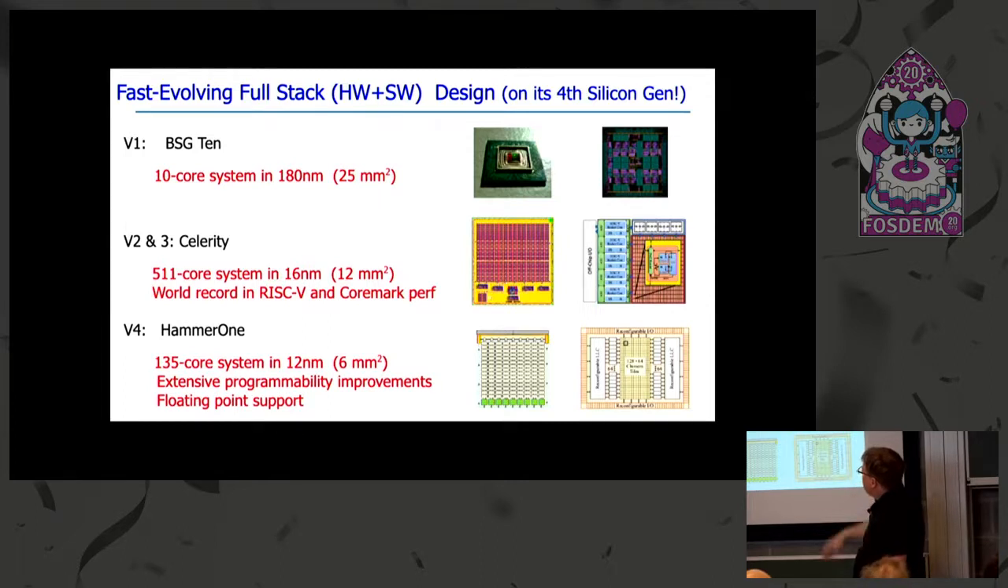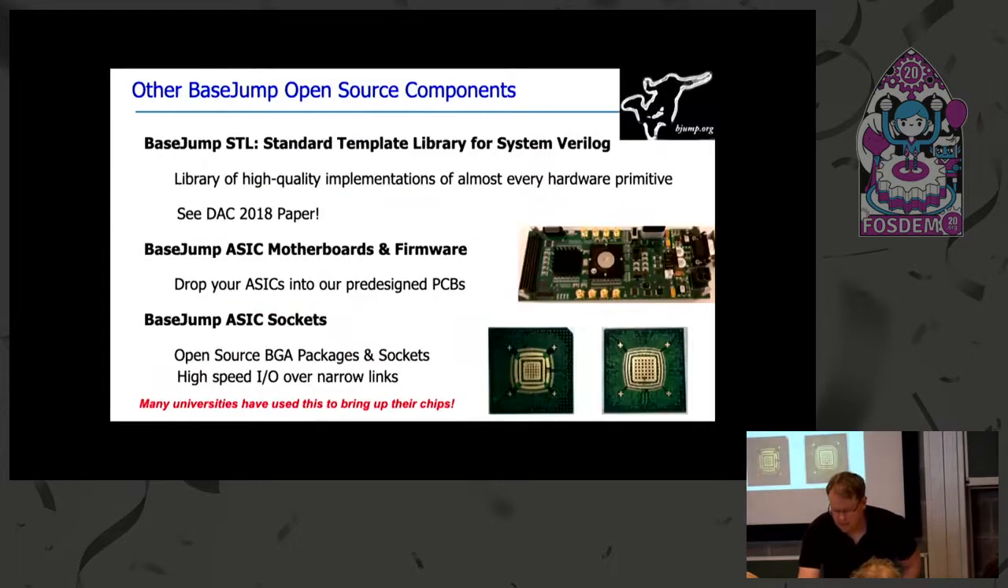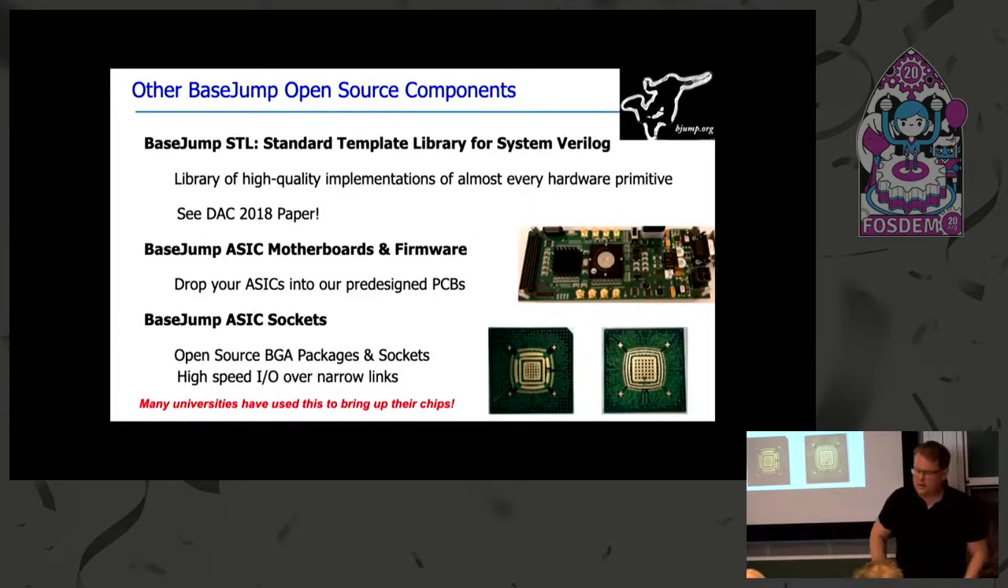We started out in 180 nanometer, and then we did two chips in 16 nanometer that had 511 RISC-V cores. So it broke the world record for RISC-V performance. Actually, probably still holds it. And also for CoreMark for any ISA. And the latest system, HammerOne, is where we've really been focusing on programmability improvements to grow the user base and also floating point support.